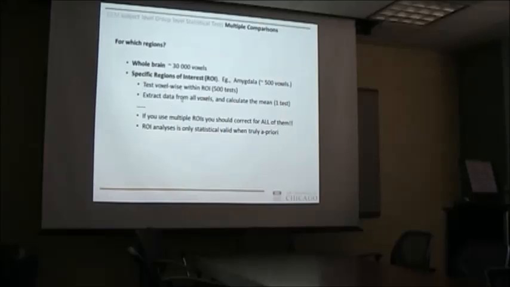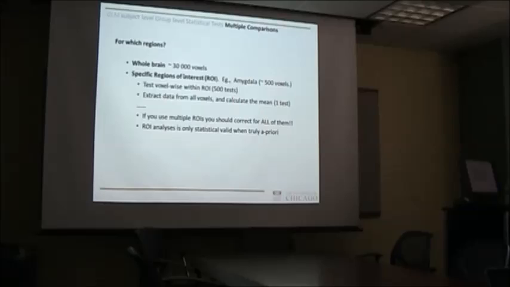Last point I want to make is that you have these different types of methods that you can use to correct for the multiple comparisons. Another issue is, do I want to do these corrections for the whole brain? Again, maybe those 30,000 or more voxels, or do I restrict my corrections to a specific region, what they call a region of interest, right? And we always love the amygdala in that case.